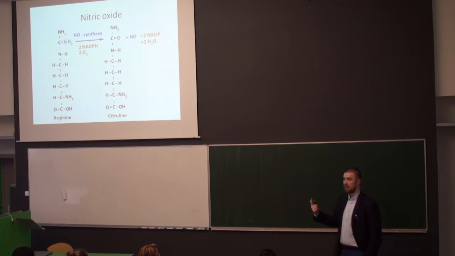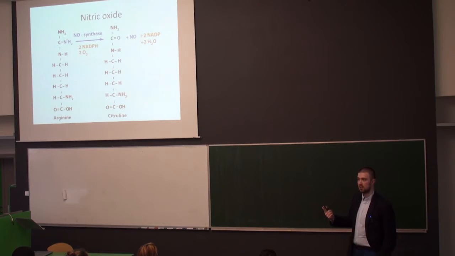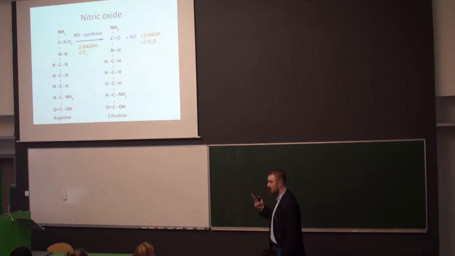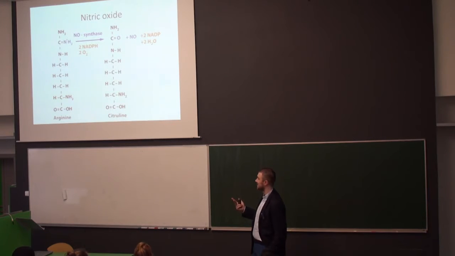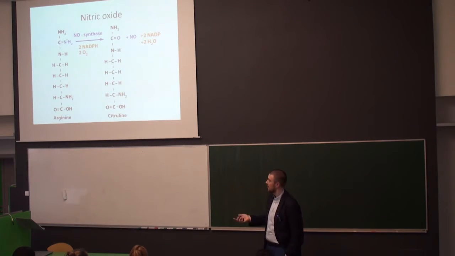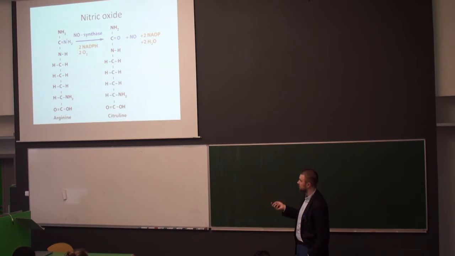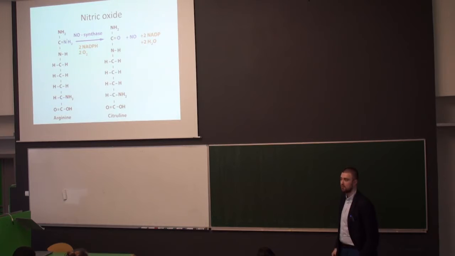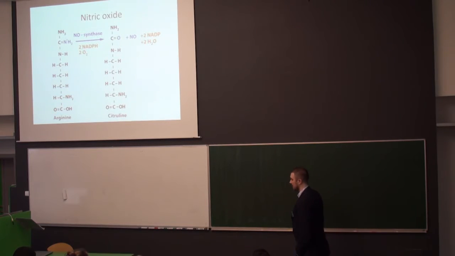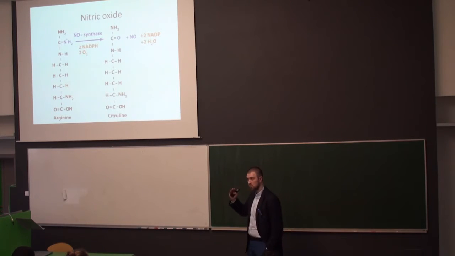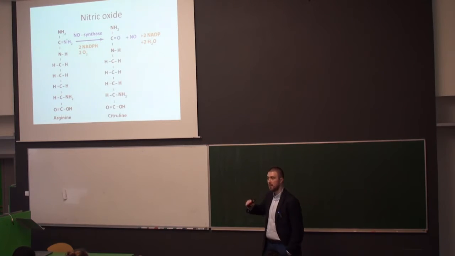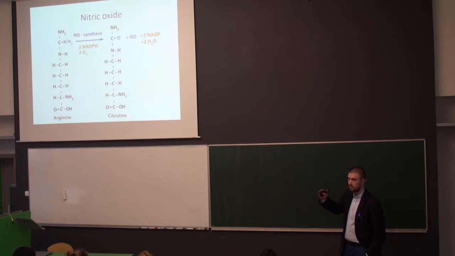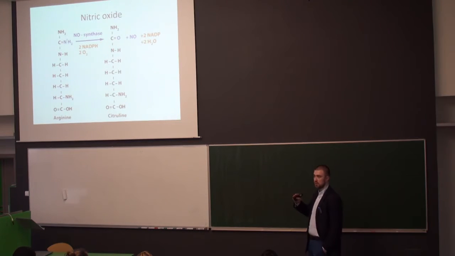It's produced from arginine, that's the essential amino acid. And it's produced by the enzyme nitric oxide synthase or NO synthase. And you convert arginine to citrulline, and here you release the nitric oxide. And you know that it has 3 tissues where it has very high activity: in the neurons, in endothelial cells, and in our immune system.